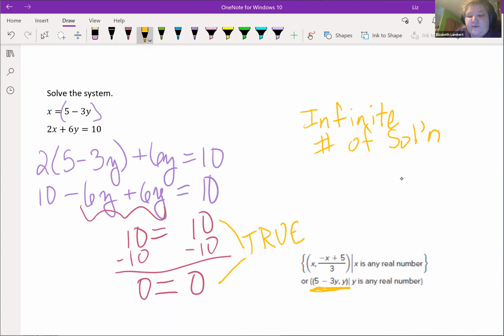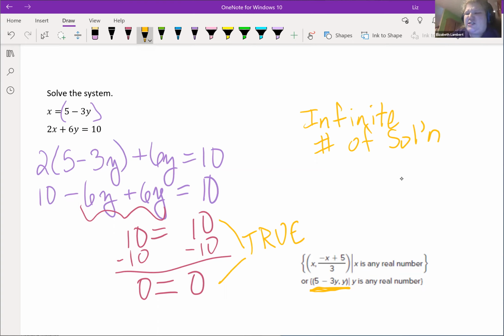So we have, there's our curly brace to start with, the set of all, this is an ordered pair point, the set of all ordered points with 5 minus 3y, comma y, such that y is any real number. So I pick my y, figure out 5 minus 3y, that point is on the line. Pick another y, figure out the point, that point is also on the line and is also a solution.